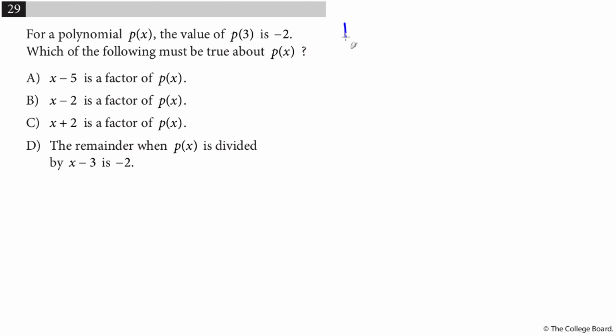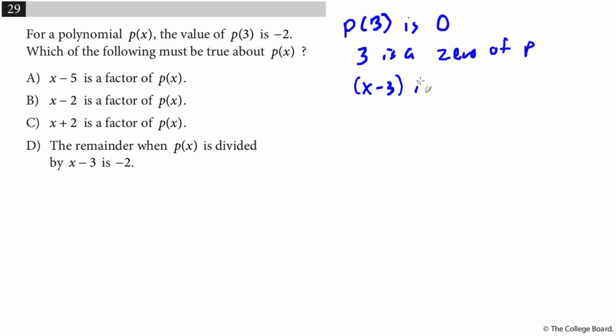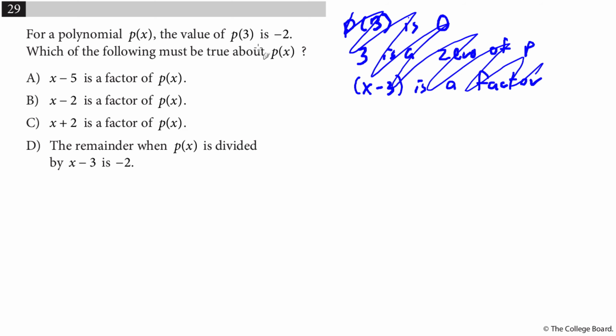If it was said that p of 3 is 0, that leads us down a quick thing that you should all know, that this would tell me that 3 is a 0 of p, which means if 3 is a 0, then x minus 3 is a factor. The zeros and the factors are tied together. Okay? We don't have a 0. We have a negative 2 here. So we need to figure out what that means.